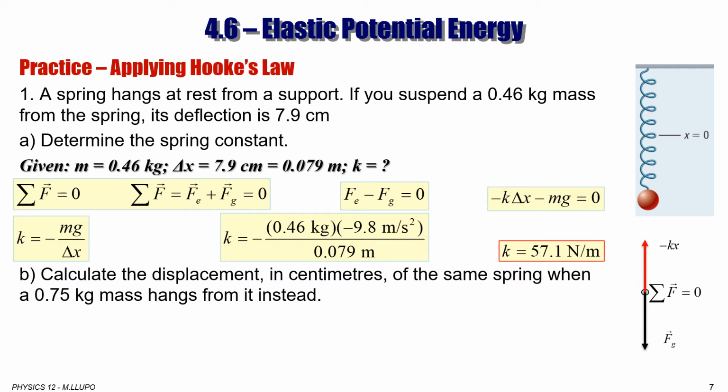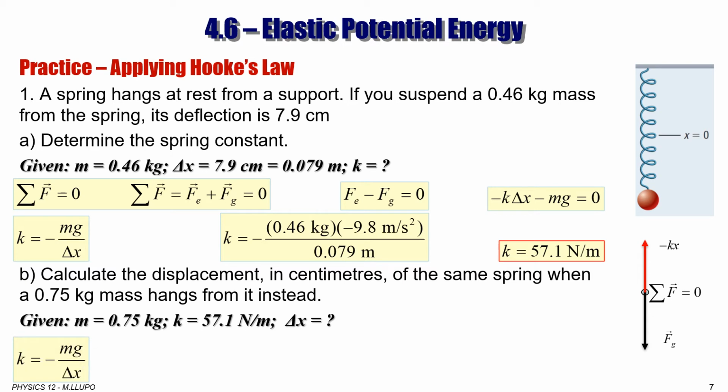B. Calculate the displacement in centimeter of the same spring when a 0.75 kilogram mass hangs from it instead of the 0.46 kilogram. So we know now the spring constant is 57.1 Newton per meter. Everything else, mass this time is 0.75 kilogram. So what is displacement? We already know the formula, so we just use that formula. K is equal to minus mg divided by delta X, and we can solve for delta X, which is minus mg divided by K.